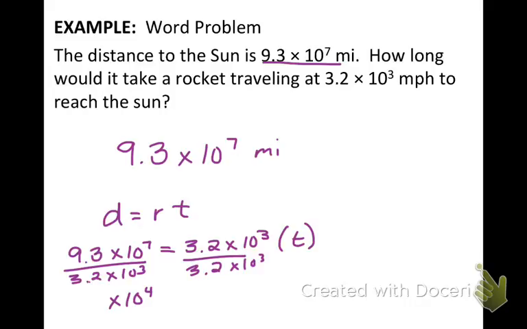9.3 divided by 3.2 is 2.90625 times 10 to the 4th. Turn that into an actual number. How do I convert that to a real number in standard form? Move over 4 places. 1, 2, 3, 4. So that really is 29,062.5 hours. That's a lot of hours.